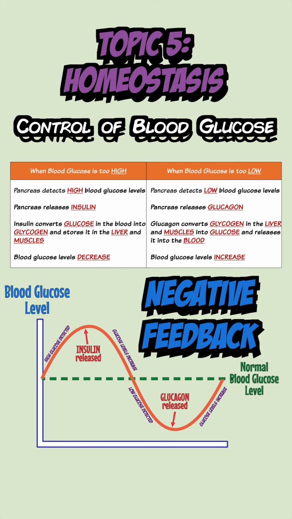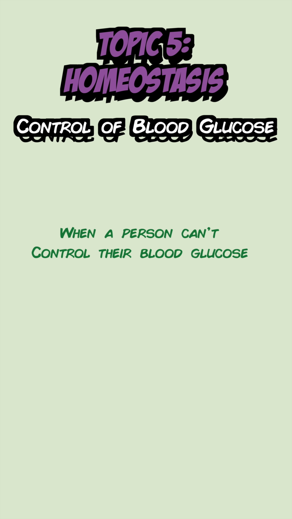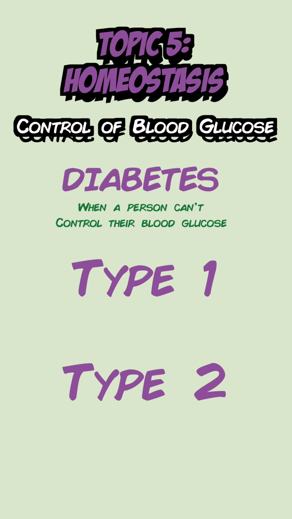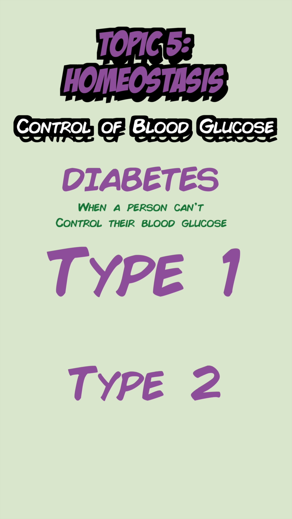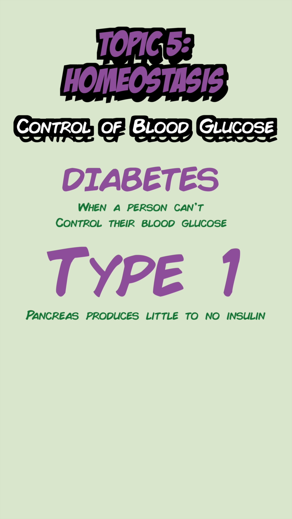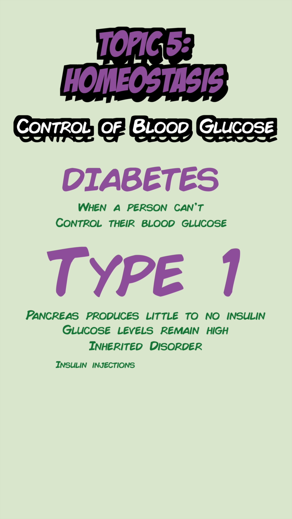When this mechanism doesn't work properly, the person will not be able to control their blood glucose levels, which means they have diabetes. There are 2 types of diabetes. The first is type 1 diabetes, which is when the pancreas produces little to no insulin. This means their glucose levels remain high. It is inherited and can be managed with insulin injections, specifically around meal times.